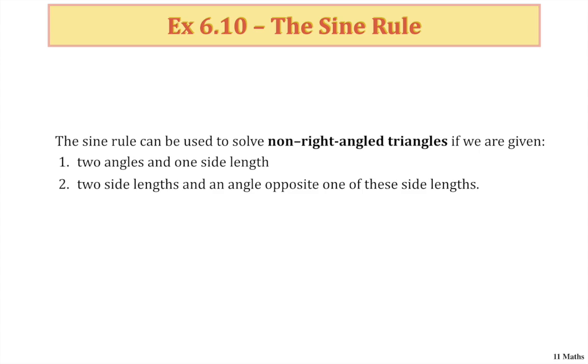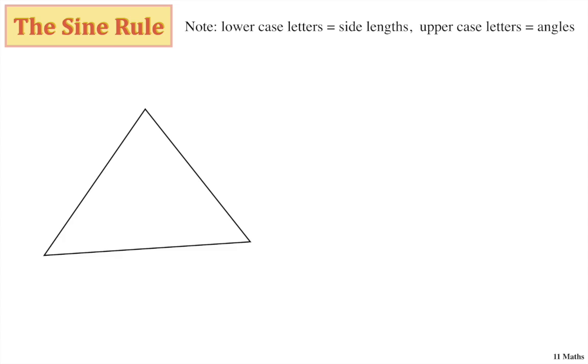First of all, when do we use the sine rule? Remember, it's for when we're doing questions involving triangles that are not right angled, and we need two angles and one side length. When you know two angles in any triangle, you can figure out the third one because you know all three angles add to 180, or you know two side lengths and you have to know an angle that's opposite one of those side lengths. So let's just revise our sine rule.